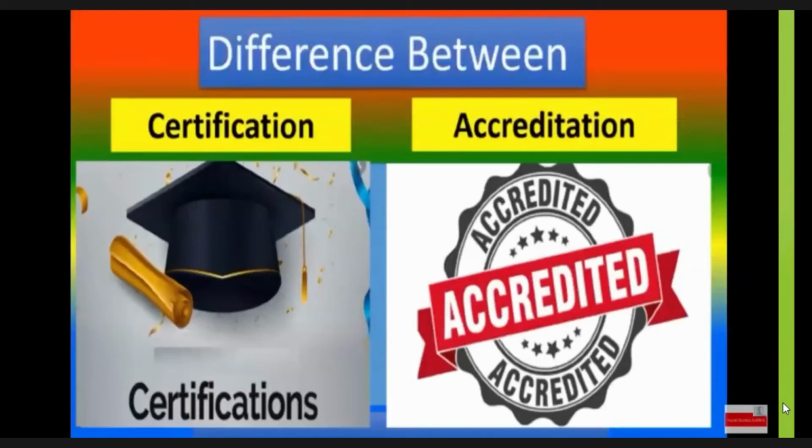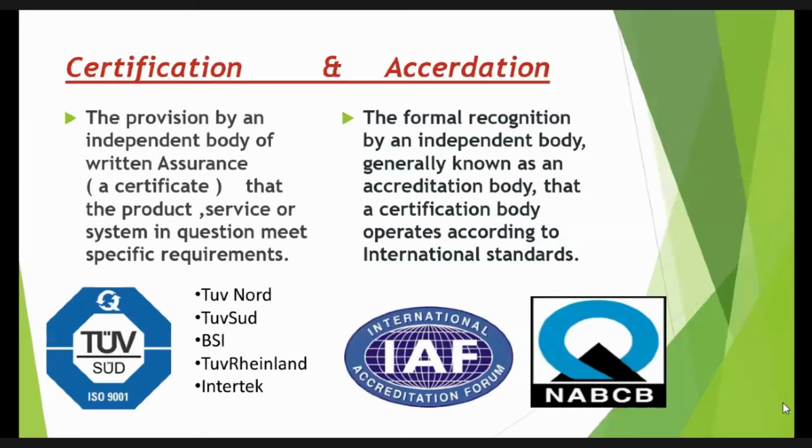Now we are going to discuss the process of getting ISO certification. But before that, we should be clear about the two terms, certification and accreditation. Certification is the provision by an independent body of written assurance, a certificate, that the product, service or system in question meets specific requirements. In India, these are some companies which provide certification to companies or organizations: TUV Nord, TUV Sud, BSI, TUV Rheinland, Intertek.